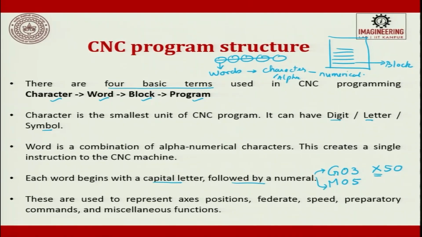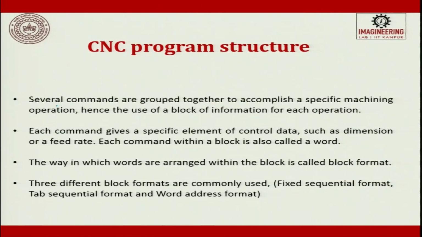So, it starts with a capital letter followed by a numeric. Then for example, you can say feed 350, RPM 1000, all these things. These are used to represent axis positions, feed rates, spindle, preparatory commands and miscellaneous functions. Several commands are grouped together to accomplish a specific machining operation. Hence, the use of a block, as I said, a line of information for each operation.